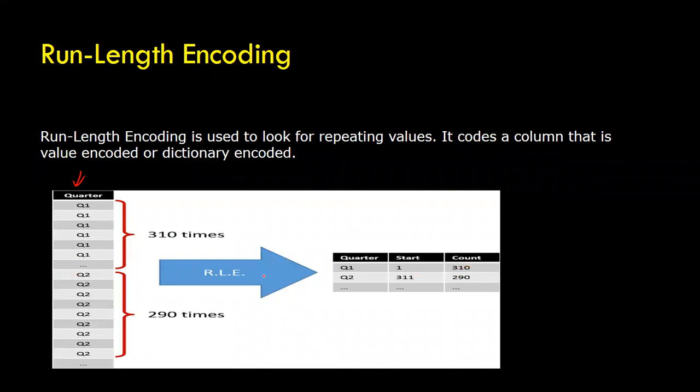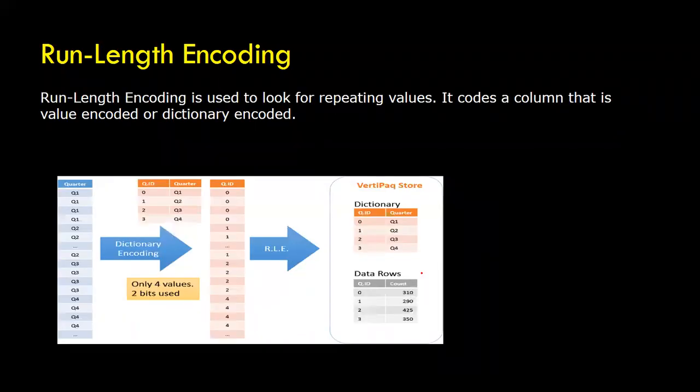And then Q2 starts from the 311th position, and from the 311th position, 290 occurrences are there. So this is the start, and this is the count. That is how it transforms the original data into this.